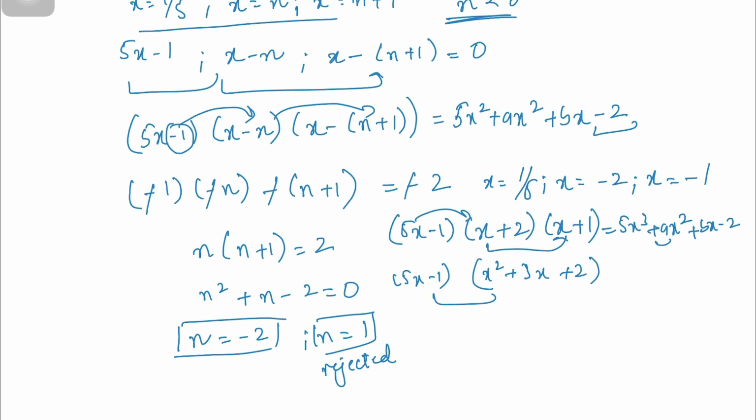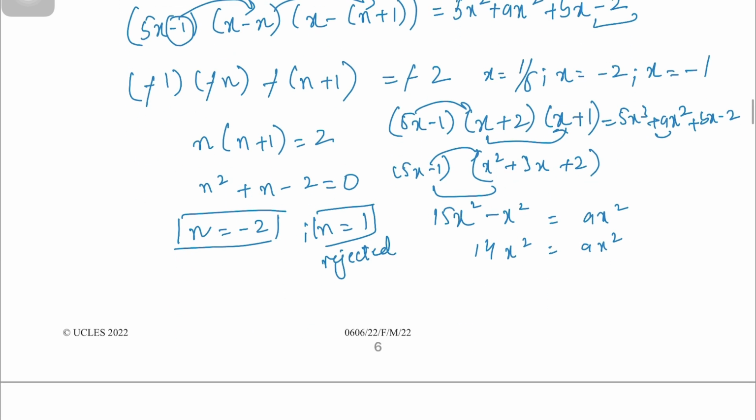So this 5x would be multiplied by 3x to give us 15x squared, and this negative 1 and x squared can be multiplied to give us negative x squared, and this can be compared with ax squared. So this 14x squared is equal to ax squared. So we have our a as 14.